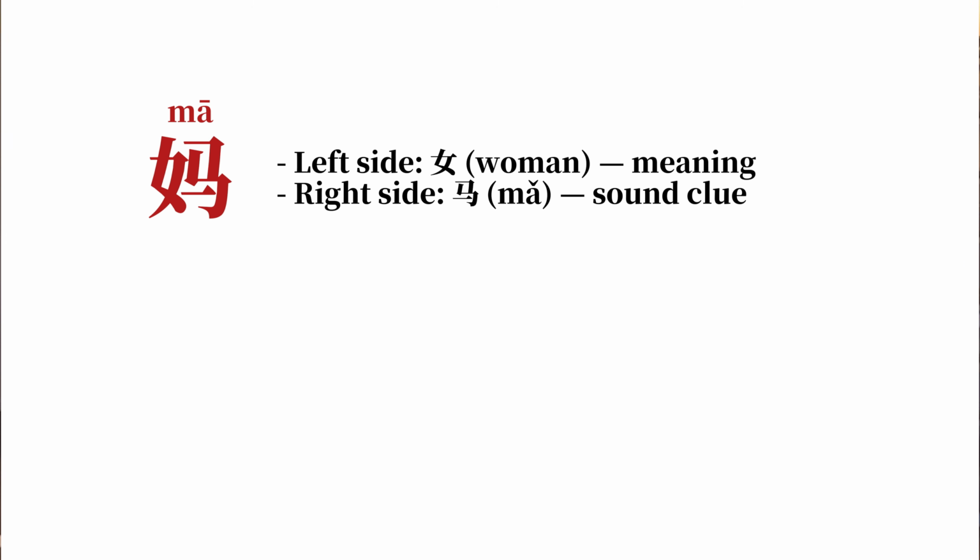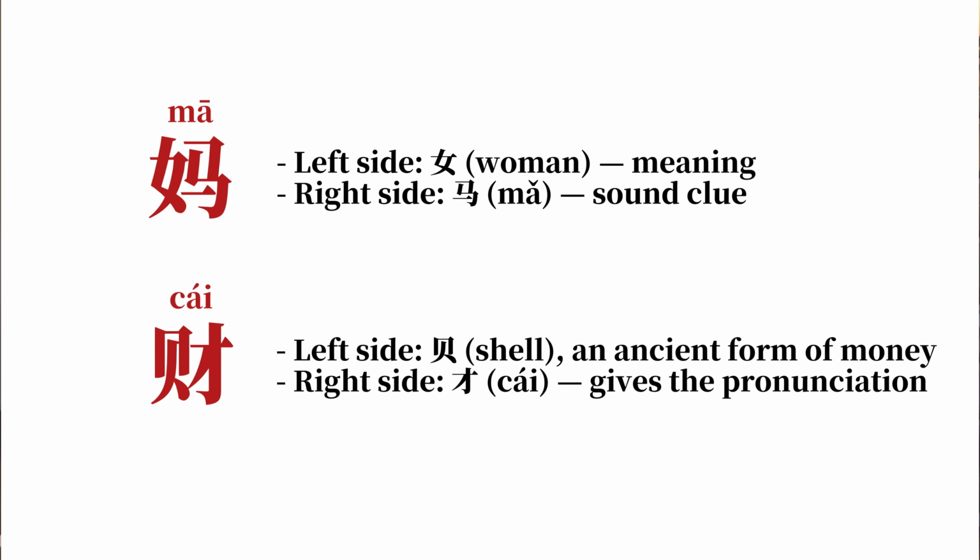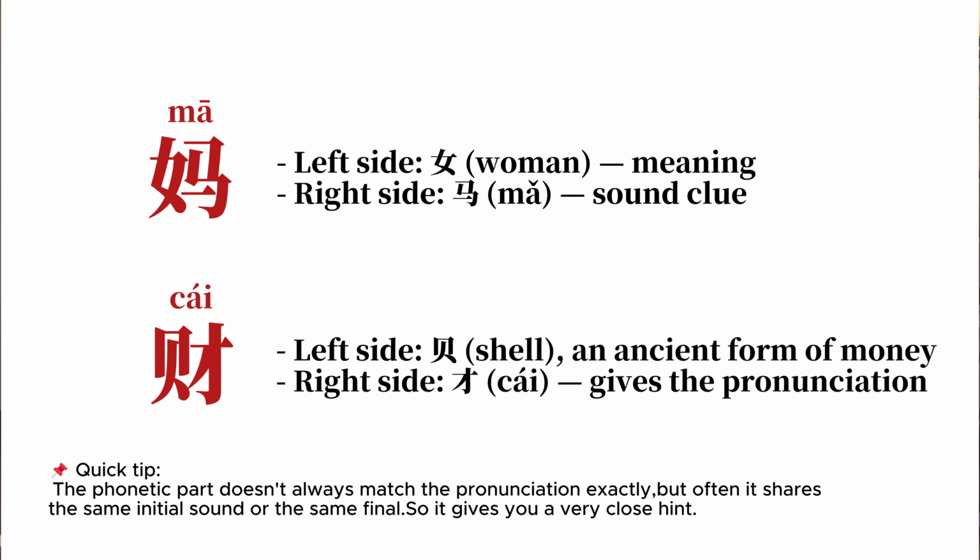For example, the character for mom: the left side is 女, meaning woman. The right side is 马, that's the sound clue. And 财, meaning wealth. The left side is 贝, the ancient form of money. The right side gives the pronunciation. So you know it's related to money and you get a clue for how to say it.